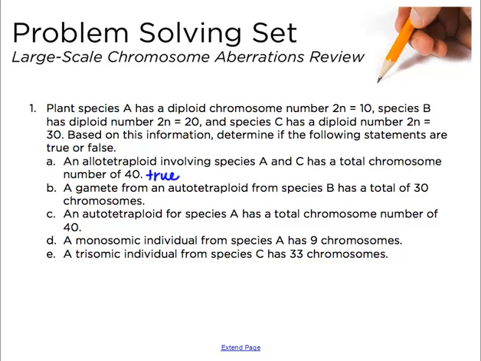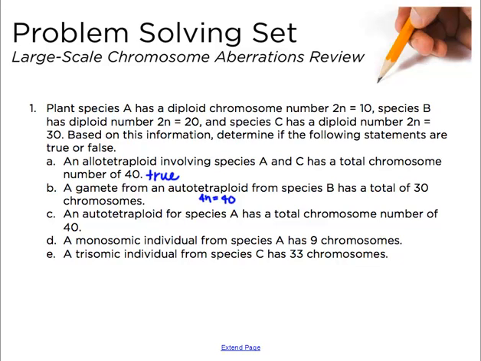Statement B. A gamete from an autotetraploid from species B has a total of 30 chromosomes. So remember what I just explained. Tetraploid has 4 complete sets of chromosomes, and auto means that it comes from the same species. So if a diploid species B has a number of 20, that means that an autotetraploid would have a tetraploid number of 40. So let's write that. So 4n would equal 40.